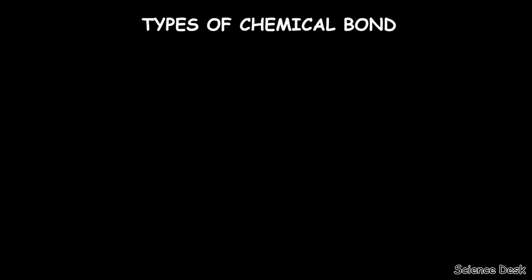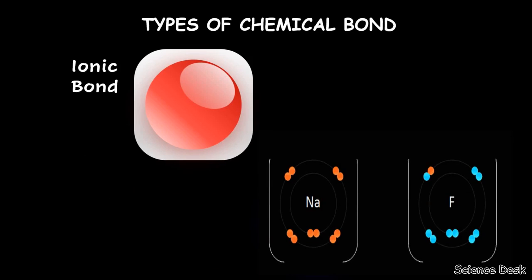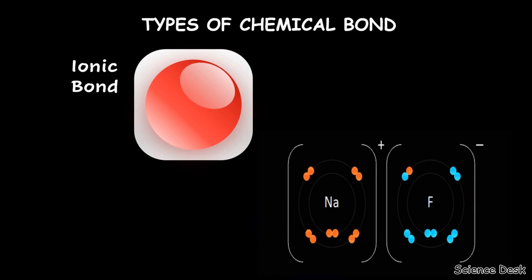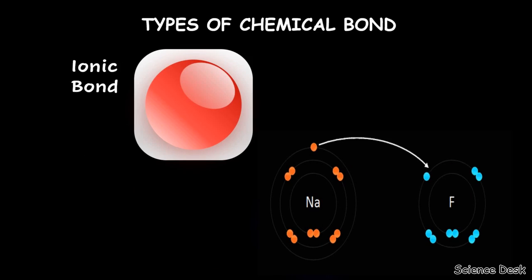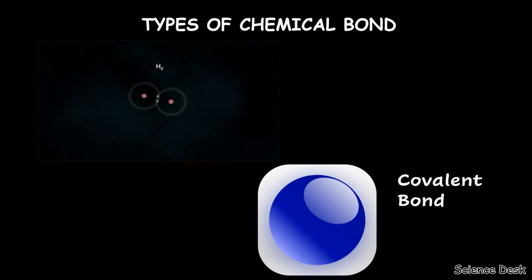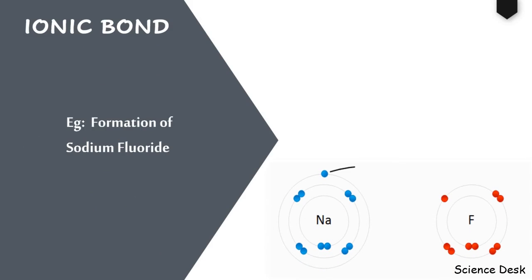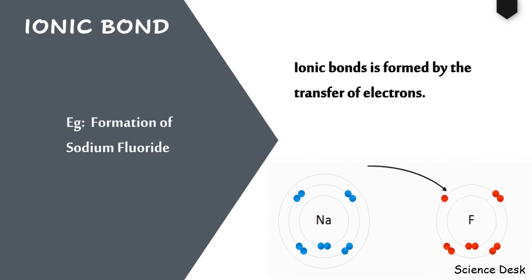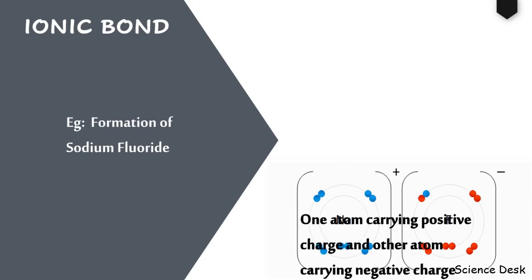When we talk about the types of chemical bond, they are broadly classified as ionic bond, where the transfer of electrons takes place, and covalent bond, where the sharing of electrons takes place. When we talk about ionic bond, as we discussed before, ionic bonds are formed by the transfer of electrons.